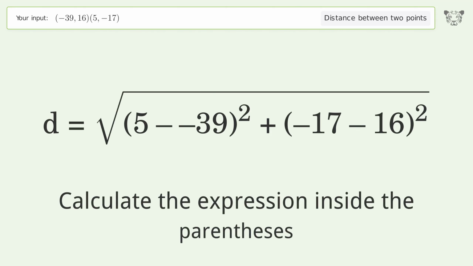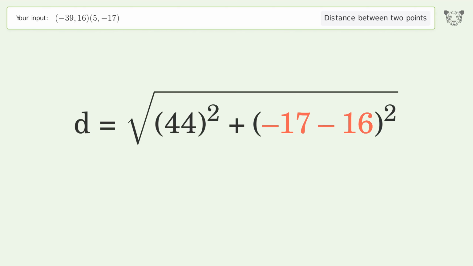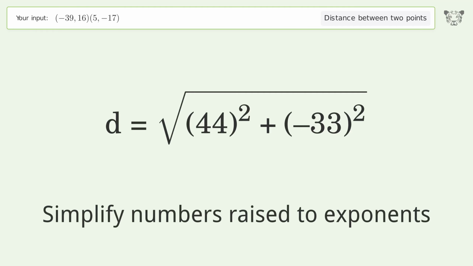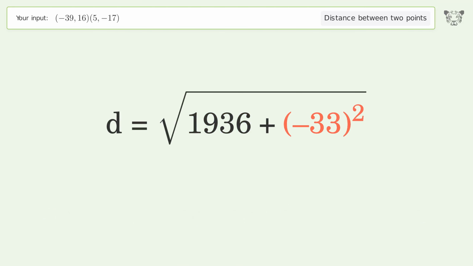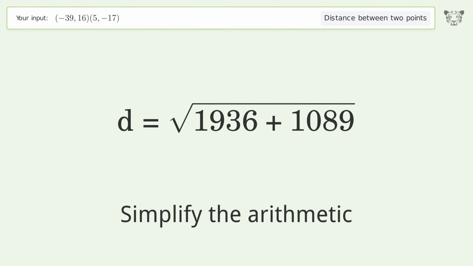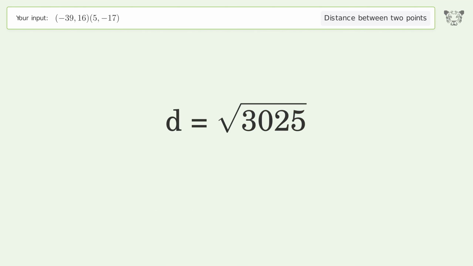Calculate the expression inside the parentheses. Simplify numbers raised to exponents. Simplify the arithmetic. And so the distance between the 2 points is the square root of 3025 or 55.